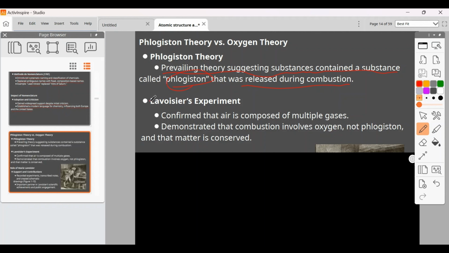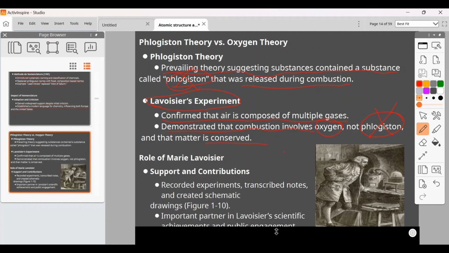But Lavoisier's experiment disproved this phlogiston theory, and he confirmed that air is composed of multiple, different gases. He demonstrated that combustion involves oxygen and not phlogiston, and that matter is conserved. He burned mercury, and then mercury oxide was produced.